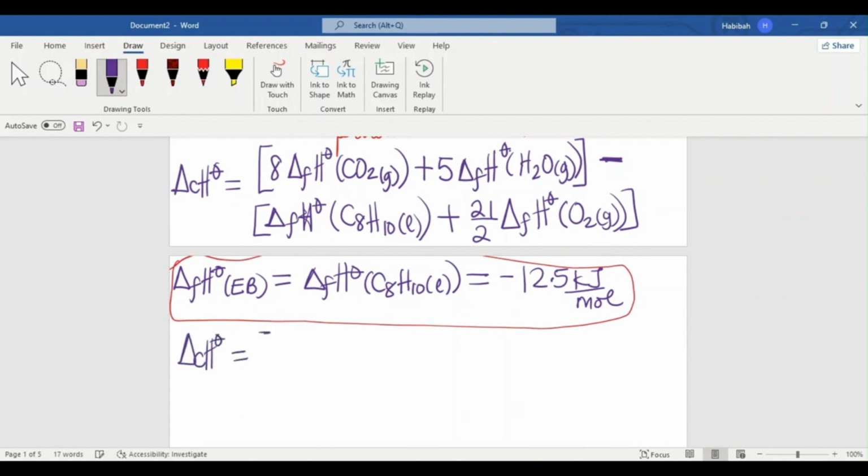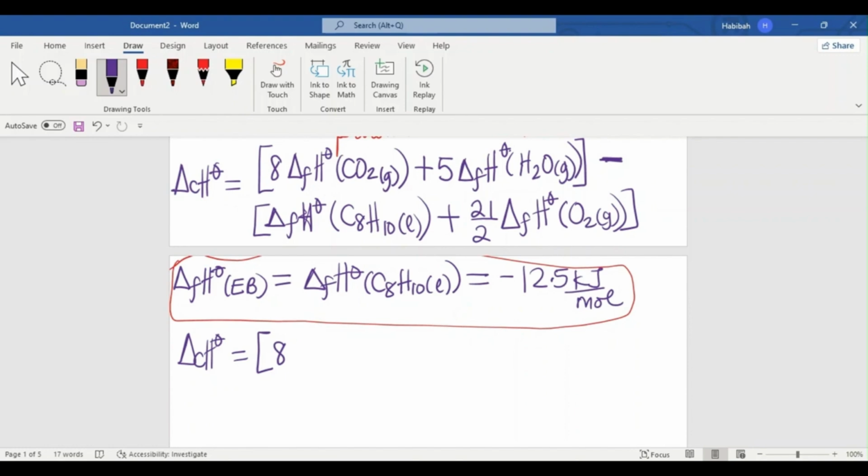We know now that 8 times the standard enthalpy of formation of CO2 gas. Some of you may be wondering, well, they only gave us the one for ethylbenzene. They did not give us the one for oxygen, H2O, or CO2. Many times when you have questions like this, there's going to be a resource section of your textbook that has all of this information.